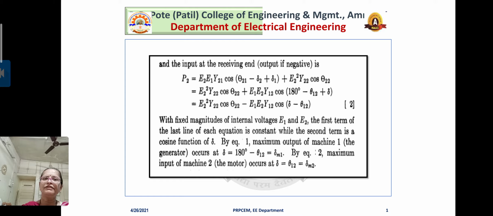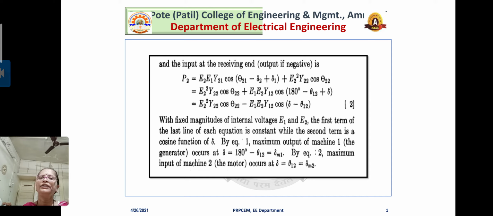So by equation 1, maximum output of machine 1 occurs at delta equal to 180 degree minus theta 12, that we call delta M1. Okay, note down this delta M1 and delta M2 correctly. What is this delta M1? Maximum output of machine 1, that is generator, which occurs at delta equal to 180 degree minus theta 12, that we represented as delta M1.